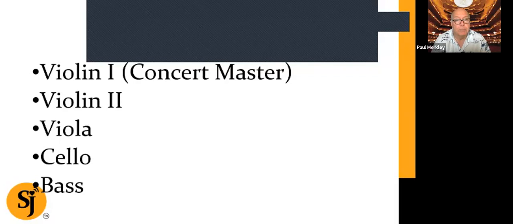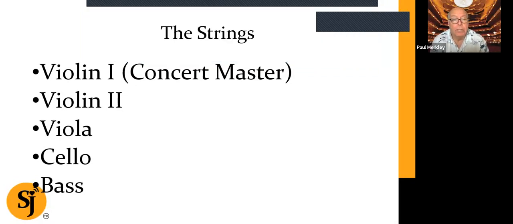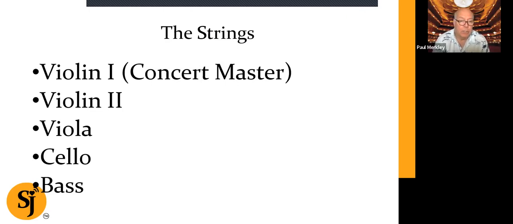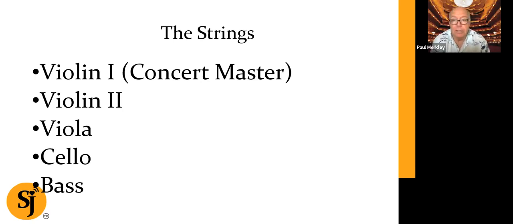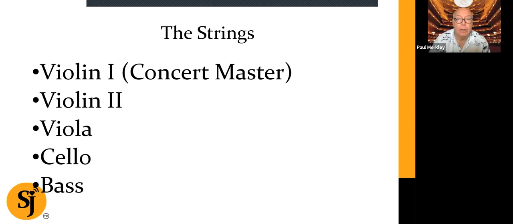And I'm going to go straight to share screen. First section to talk about is the strings. Again, I don't need you to distinguish between the different string parts at the moment, but I've just listed them here for your convenience. Violins are divided into first violins and second violins. The head of the violin section is called the concertmaster. He or she tunes the orchestra and works closely with the conductor. I've listed them in order of range from the highest to the lowest, being the bass, above that the cello, the viola in the middle, and the violins are the highest and most numerous.